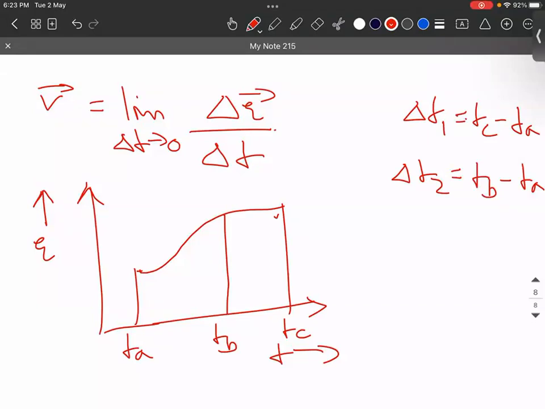Note these things down. When you read it in your textbook, you may not understand. This is the formula for instantaneous velocity. Okay? Limit, LIM. LIM is used. LIM, arrow 0. Arrow means approaching 0.